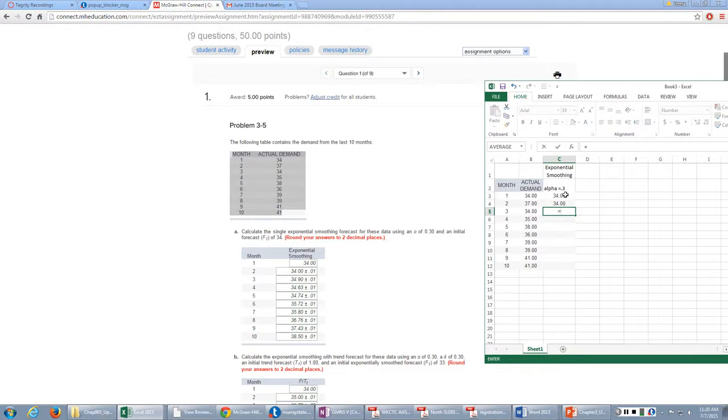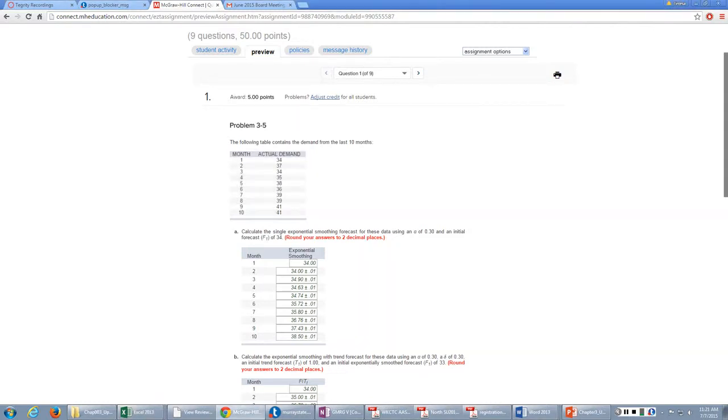Okay, let's just do that again. So for exponential smoothing, I'm going to take the forecast from the previous time period, which is 34, and I'm going to add to that my alpha coefficient times the difference between the actual from the previous time period and the forecast from the previous time period. Okay, and so then that's 34.9. And what I'll do then is I'll just copy that formula all the way down. And you can see 34.63, 34.74, 35.72, 35.80, 36.76, 37.43, and 38.5. So we're right on the money with that.